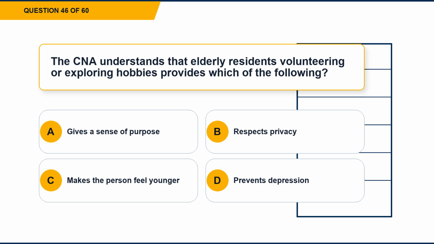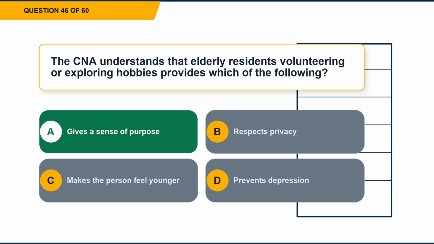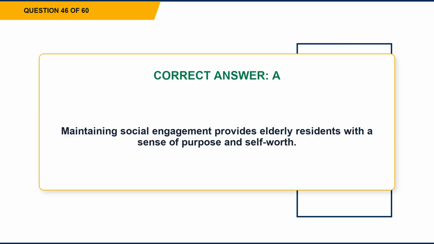Question 46. The CNA understands that elderly residents volunteering or exploring hobbies provides which of the following? Option A. Gives a sense of purpose. Option B. Respects privacy. Option C. Makes the person feel younger. Option D. Prevents depression. The correct answer is option A. Gives a sense of purpose. Explanation. Maintaining social engagement provides elderly residents with a sense of purpose and self-worth.